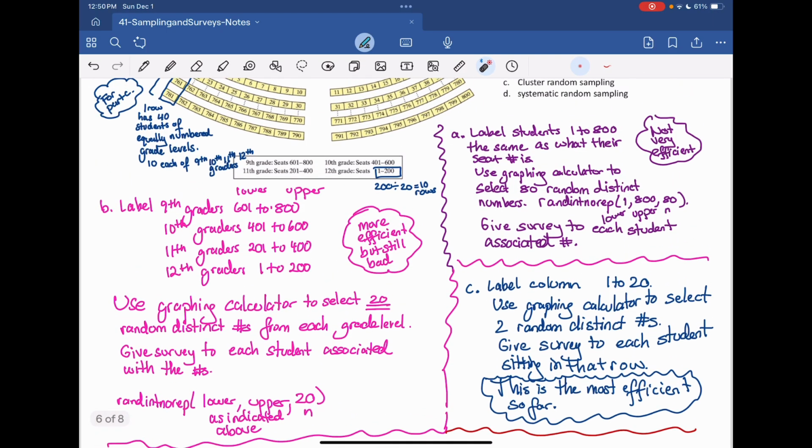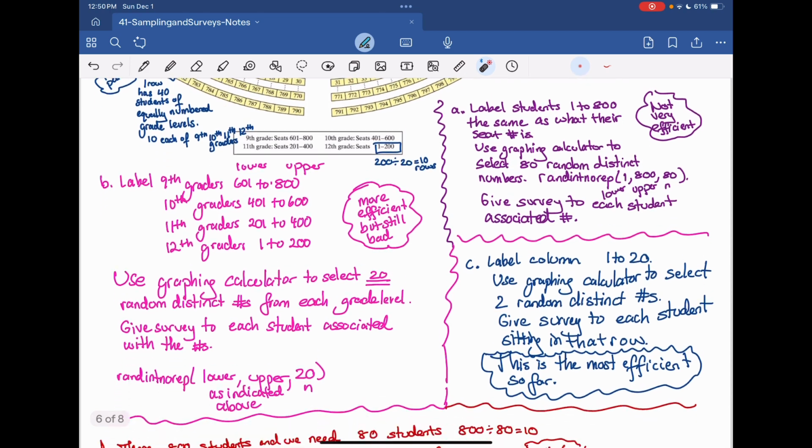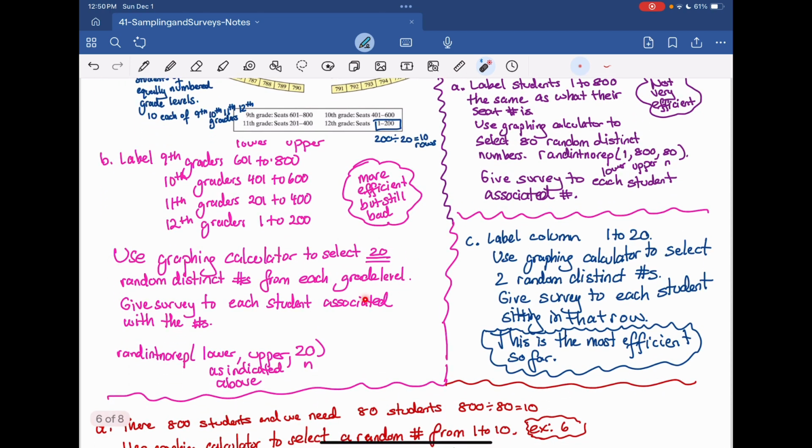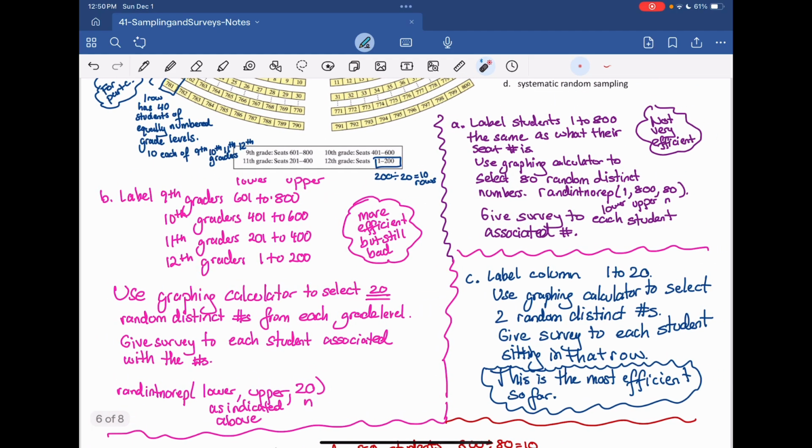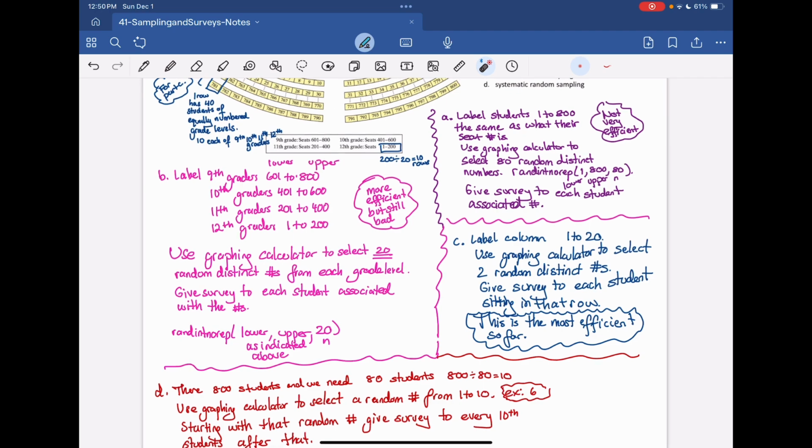So since they're seated together, it's more efficient, but still kind of bad to do. It's really not as efficient as some of the other ones, okay? But definitely more efficient than this one, time-consuming wise, to run around within sections. So you're only running around within these seats at a time. Maybe you can appoint one student to hand out the surveys there, one student there, one student there. Then divide and conquer.